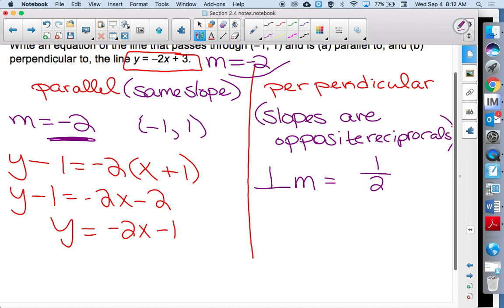Plugging in the same exact way, so y minus, we're using that point of -1, 1. So we're using the same point, we're just trying to get a perpendicular line to go through that point. So y minus 1 equals positive 1/2, and then x plus 1.